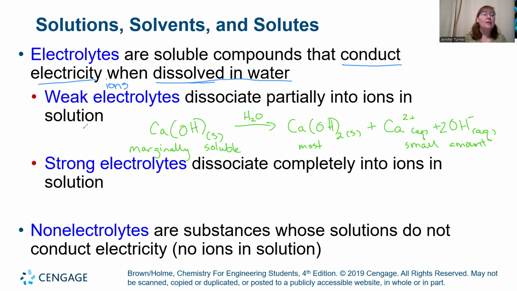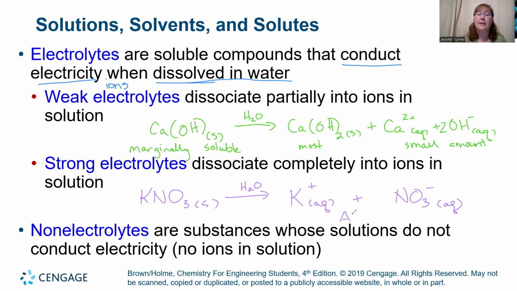Now, strong electrolytes are going to be different. Strong electrolytes dissociate completely. So an example of a strong electrolyte might be potassium nitrate. If we start with solid potassium nitrate and put it into water, we're going to get complete dissociation, K plus and NO3 minus. It all dissociates like this. And that's a strong electrolyte that falls apart completely.